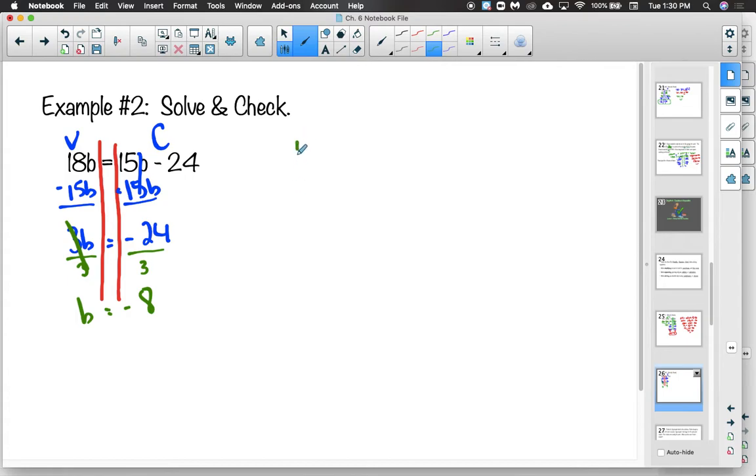Let's do the check. 18 times negative 8 equals 15 times negative 8 minus 24. So something new about this check is that we have problems to solve on both sides of the equal sign. We've kind of been waiting for this, guys. We've been waiting for this moment to come where we get these more complex checks, and here they are. So we are going to take 18 times negative 8. I'm going to do that on a calculator to speed things up. 18 times negative 8 is negative 144.